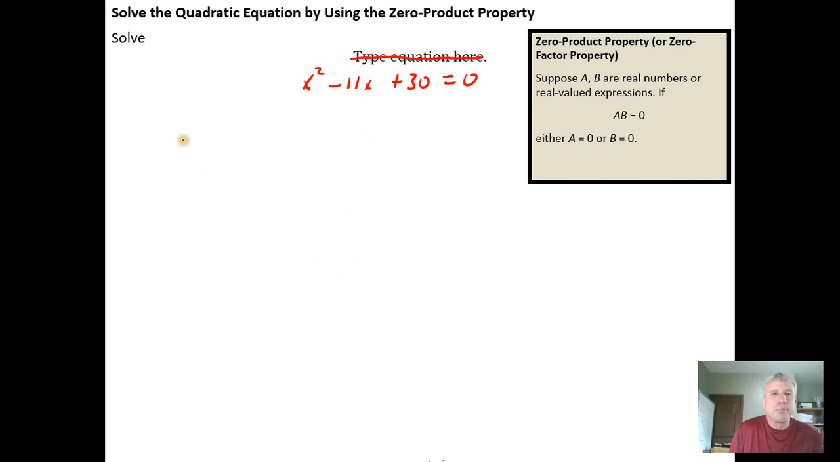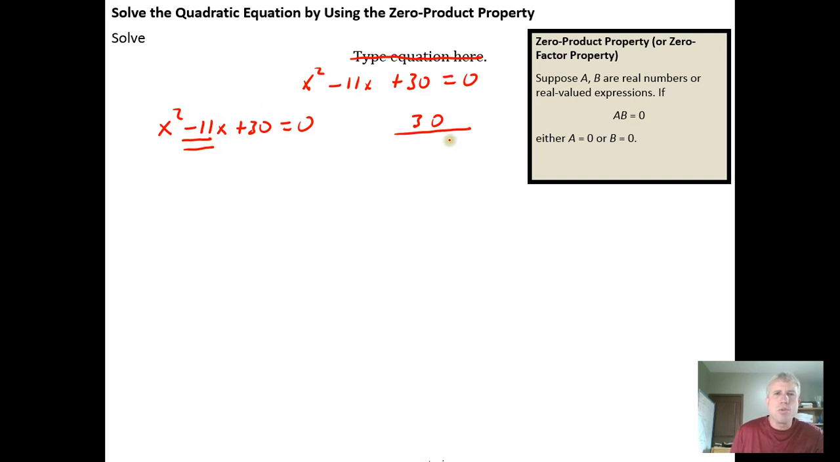So to do this one, I would rewrite my equation. And the constant term is a 30. So I need factors of 30 that add up to the coefficient on the linear term. The linear term is minus 11x to the first. So I need factors of 30 that are going to add up to -11.